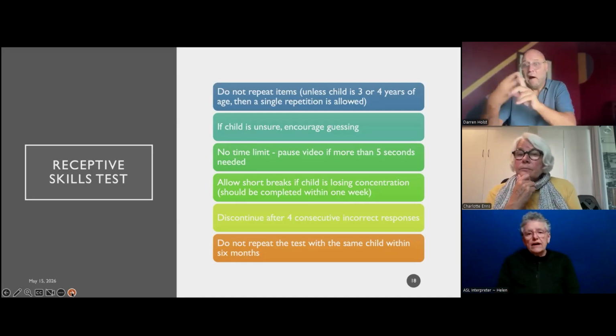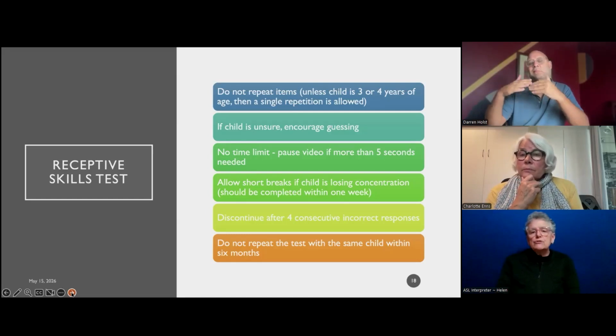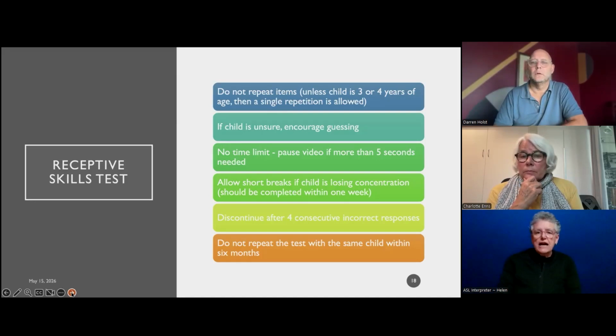When the test is done, you don't do it again right away. You have to wait longer than 6 months before you retest the child with the RST.